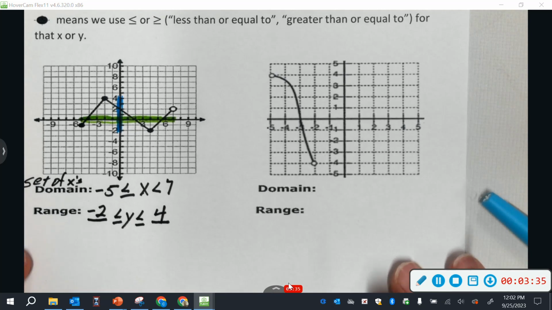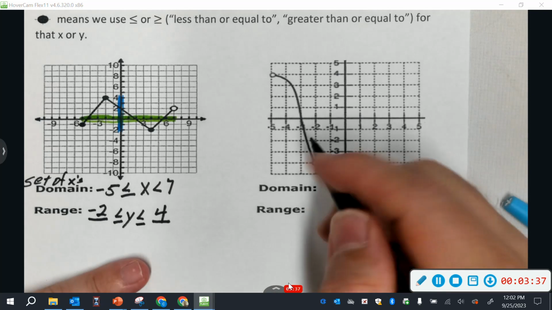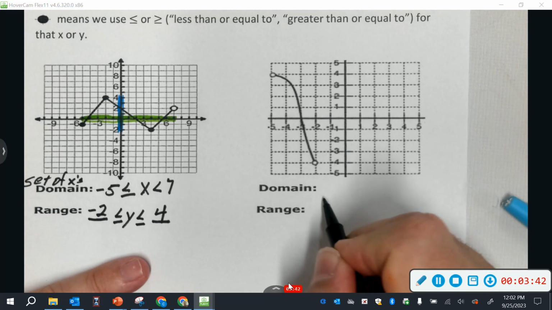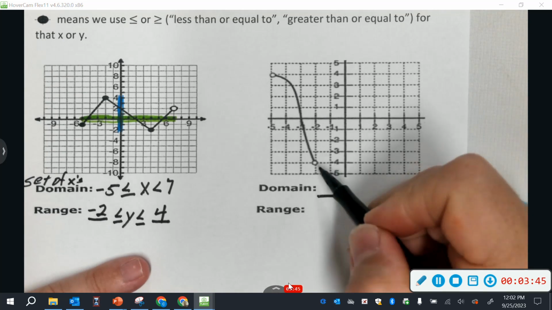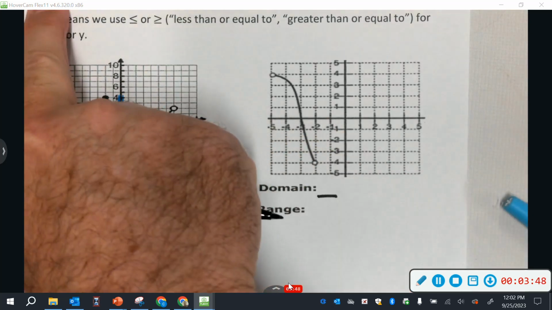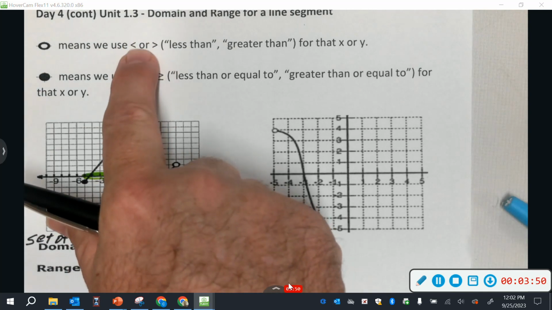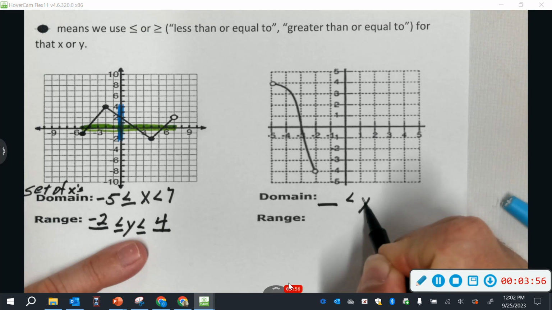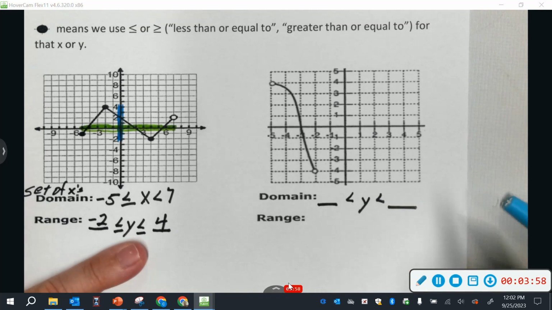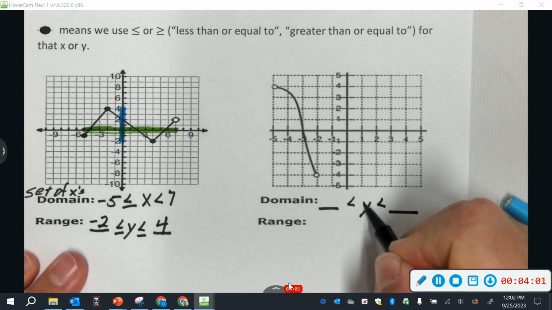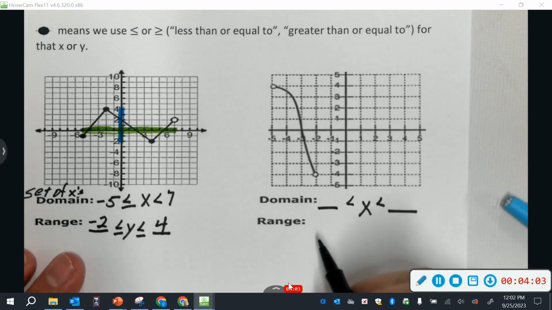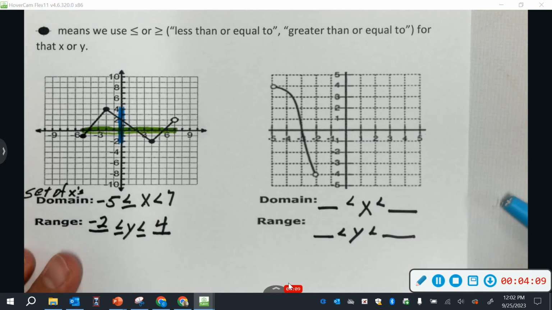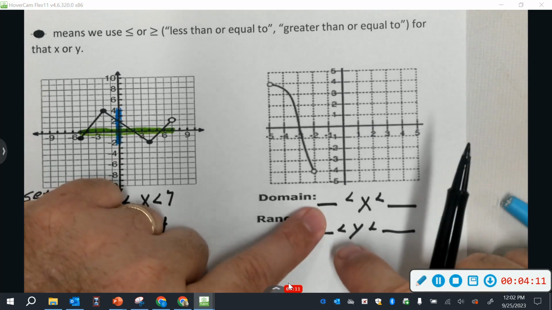Alright, so now let's look at this one real quick. Notice we have two empty dots on both ends. So I'm going to go ahead and make my blank. If we have an empty dot, that means we're going to use less than. So I'm going to go less than, then I'm going to put my y value, less than, and then blank. Sorry, domain. Domain is x. And then my range is going to be the same way, except I'm going to use my y. Just like that.